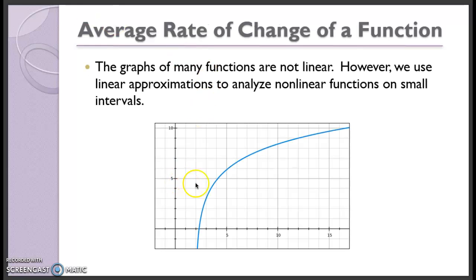So when we're talking about finding the average rate of change of a function, we're typically talking about a nonlinear function, okay? But we're going to use a line within a certain interval in order to determine the average rate of change of the function. What does that look like? Well, from one point to another, we're going to draw a secant line, and what we do is we find the slope of that secant line, and that becomes the average rate of change of the function.